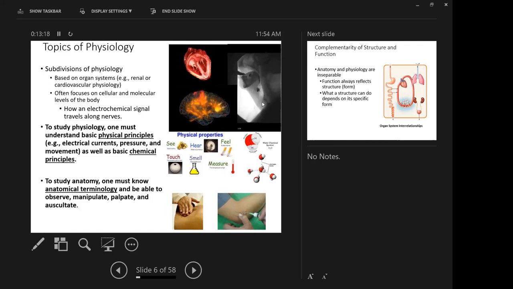We have to be able to look at structure and manipulate it, to listen to it, to palpate it. You listen to a heartbeat. You take a pulse. You place your fingers on the radial artery right behind your thumb, and you feel this bouncing sensation there.